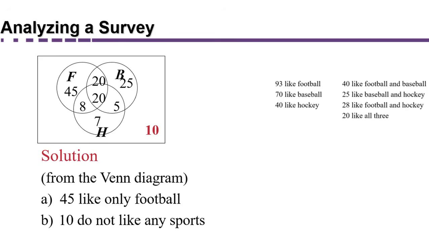So then to answer the question that was asked using the Venn diagram, there were 45 who liked only football, and there were 10 who didn't like any of the sports.